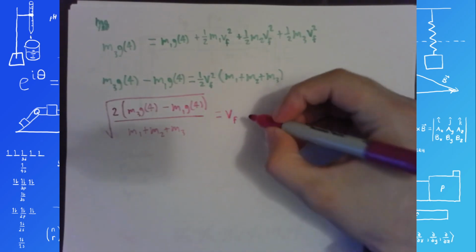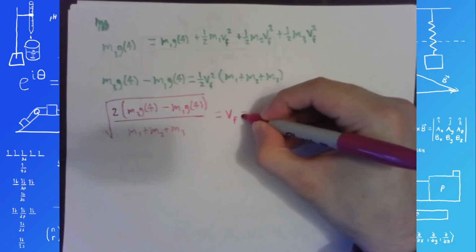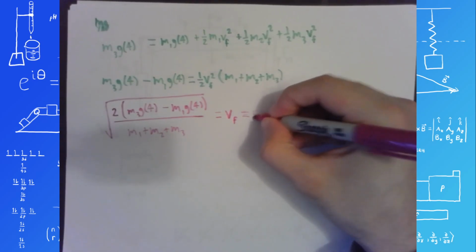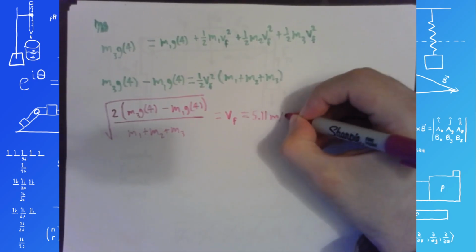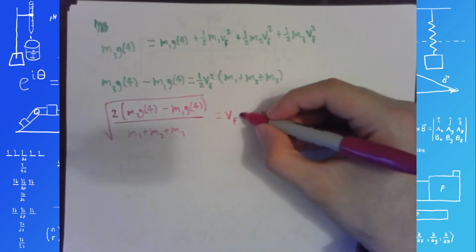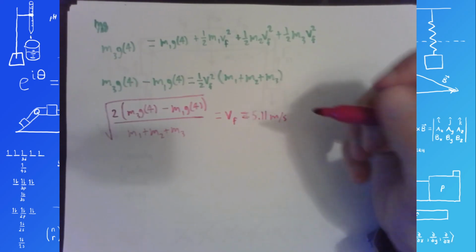I'm getting about 5.11. 5.11 meters per second, and this marker is dead.